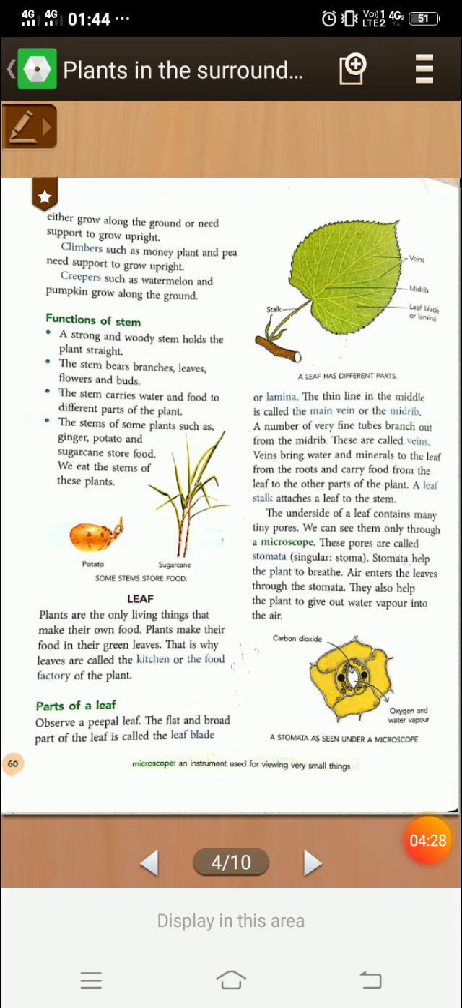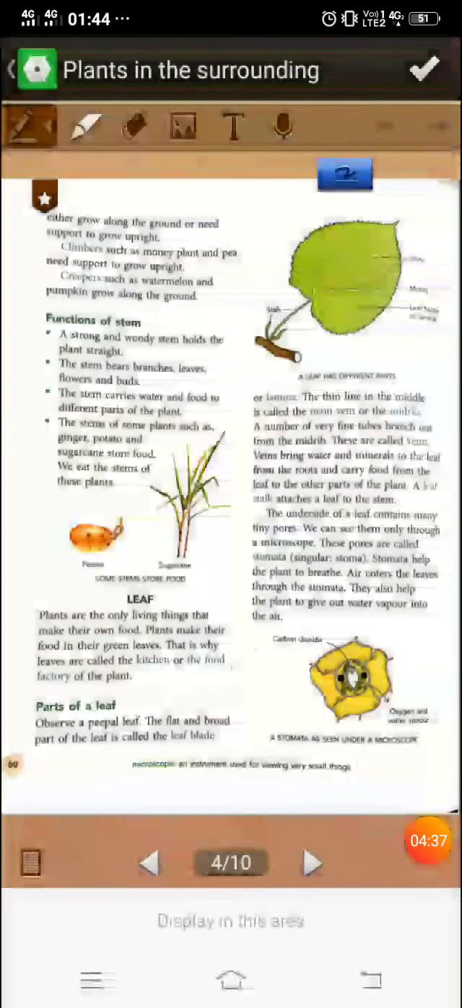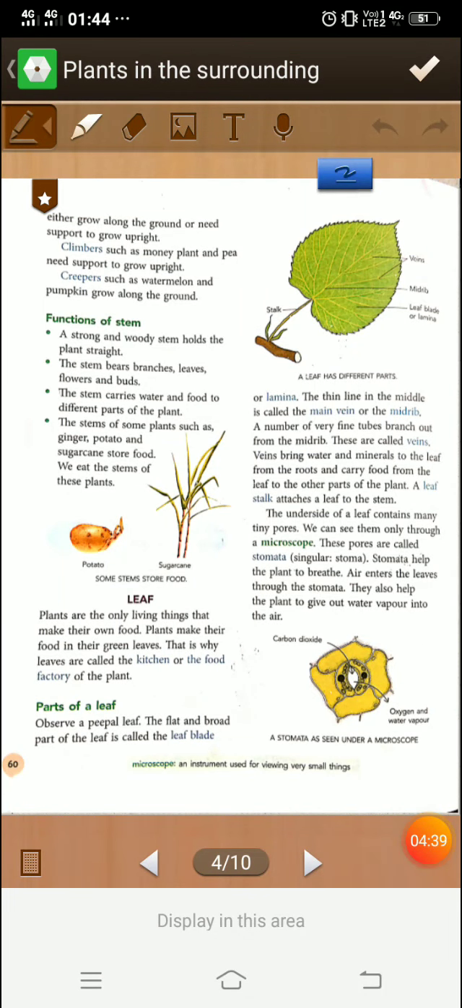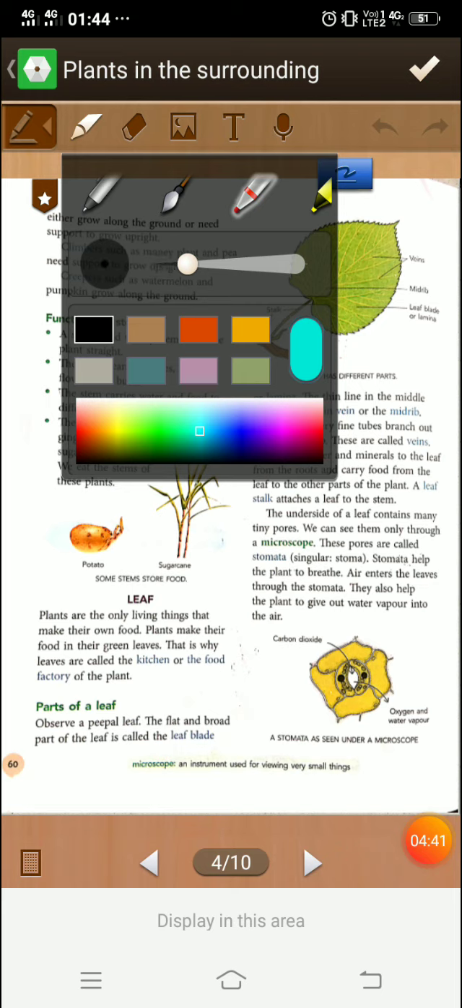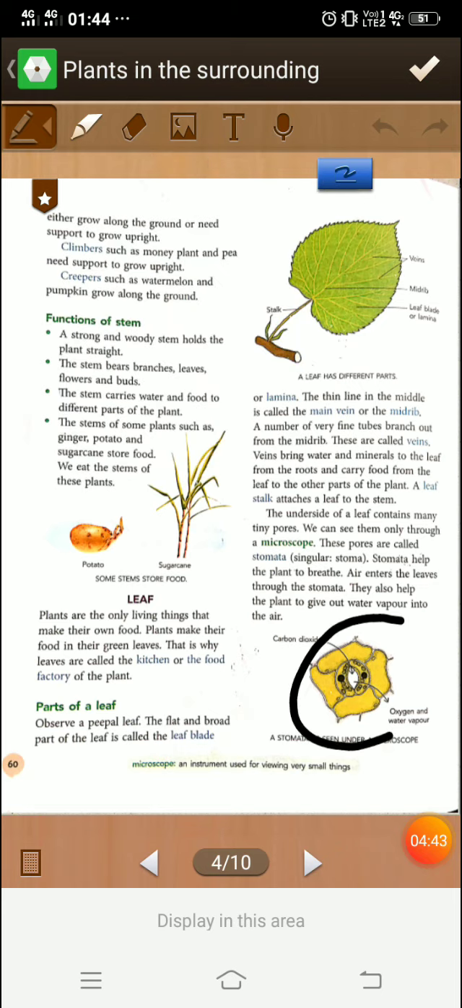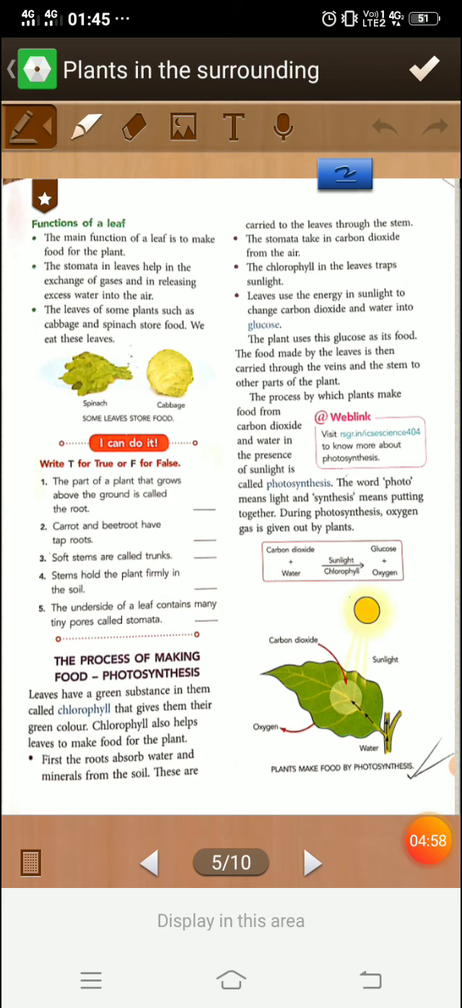Now if we place a leaf underneath the microscope, we'll get a structure like this, and this is what we call stomata. Now what is stomata? Stomata are minute pores through which gaseous exchange takes place, and they are mostly found on the surface of the leaf as well as on the underneath part of the leaf.